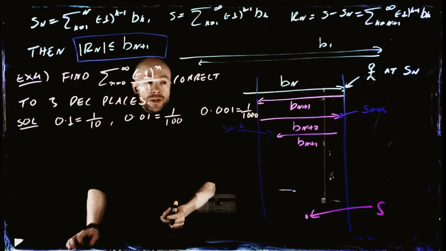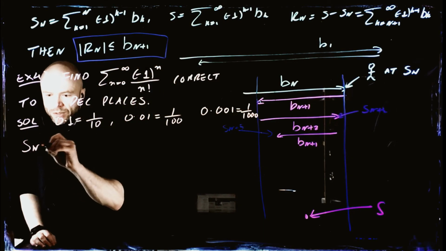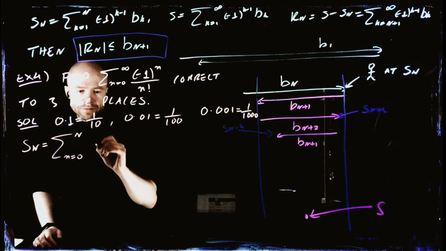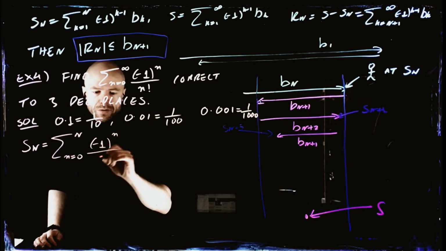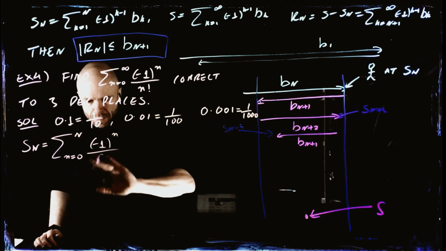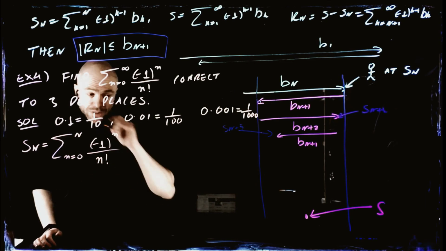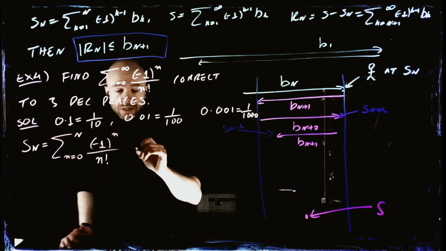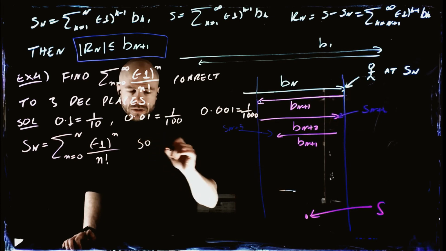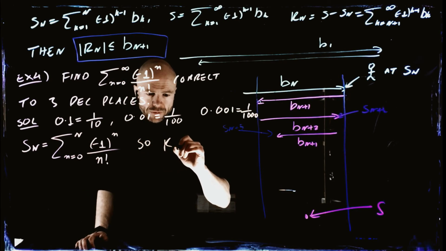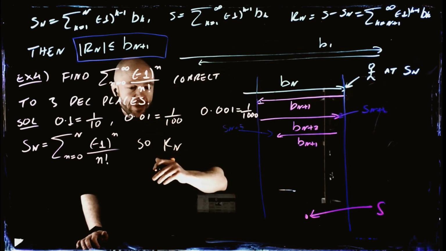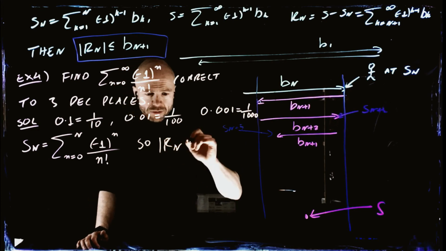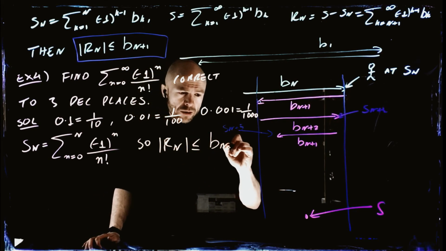Cool. So if we take the Sn partial sum, that's the sum from n equals 0 to capital N of minus 1 to the n over n factorial. And the actual answer itself is this thing here. The difference between the two is Rn. The definition is up here, and that's the thing we want to estimate. And we know by this theorem that the absolute value of Rn is less than Bn plus 1.